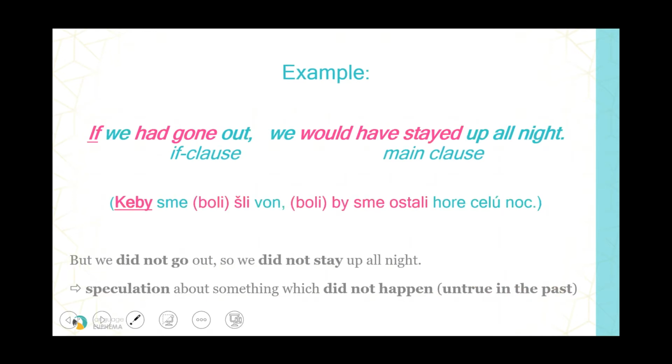Another example, if we had gone out, we would have stayed up all night. Again, if clause, where I used if plus past perfect. And the main clause where I used would have and the past participle stayed. So if we had gone out yesterday, we would have stayed up all night, but we did not go out, so we did not stay up all night. This is a speculation about something which did not happen in the past, so it's untrue in the past.